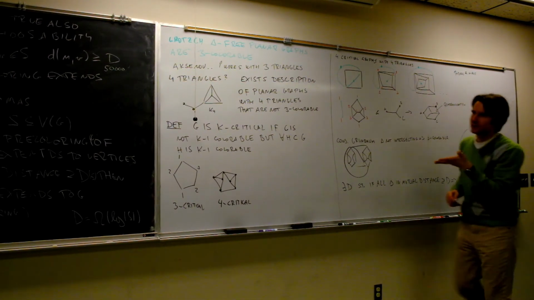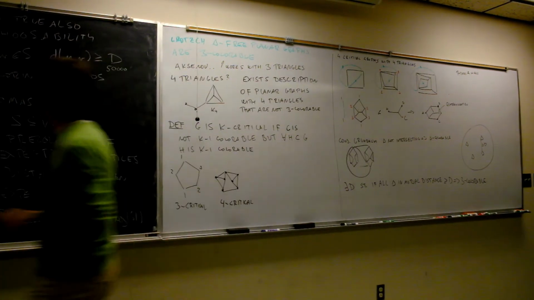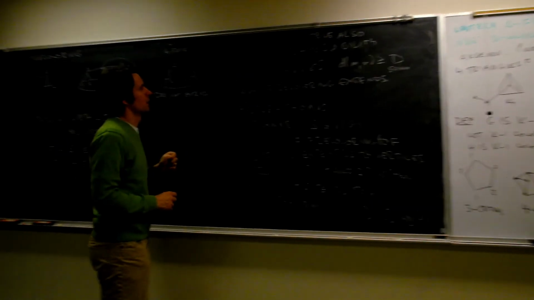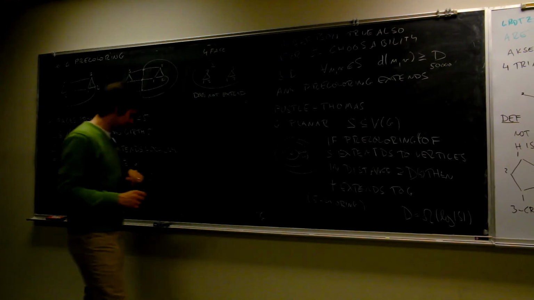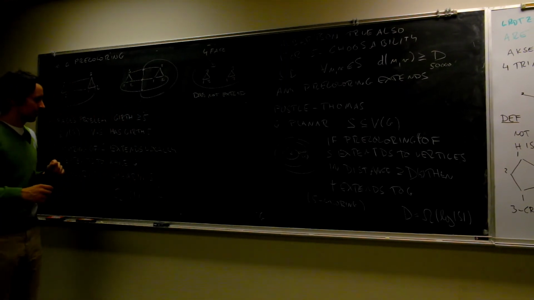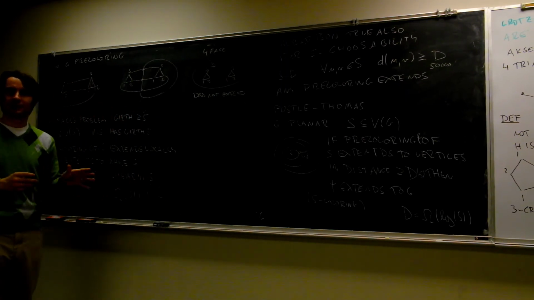But what they think is that maybe the Albertson-type thing can still work, which means if you precolor just vertices that are far from each other, the coloring will extend.